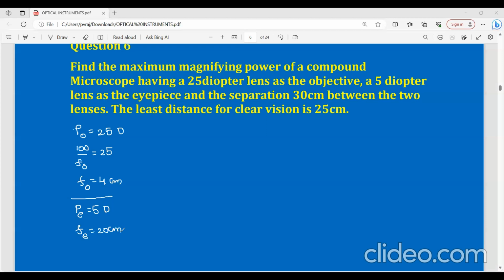Of course, in a compound microscope both the lenses are convex lenses, so both the values are to be taken positive. And the objective and eyepiece have a separation of 30 centimeters between the two lenses. So for example, if I draw a compound microscope, just a rough diagram of a compound microscope.